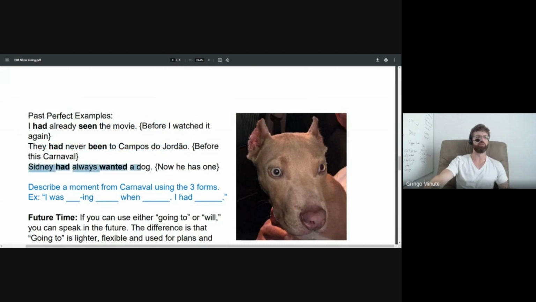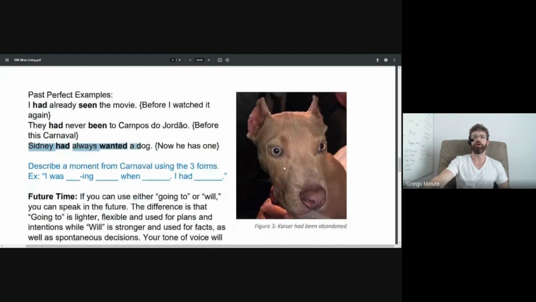Sydney had always wanted a dog. Now he has one. This is Kaiser, a very cool dog. He cannot say that he had always wanted a dog anymore because now he has one. Well, actually, I'm sorry. He would say he had always wanted a dog until the day he got a dog.